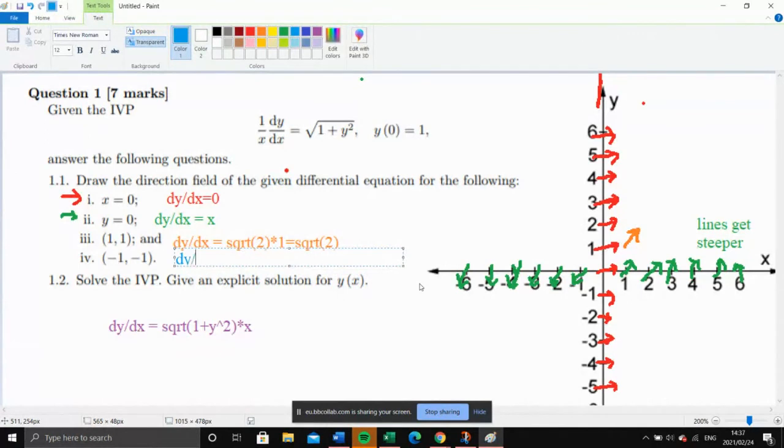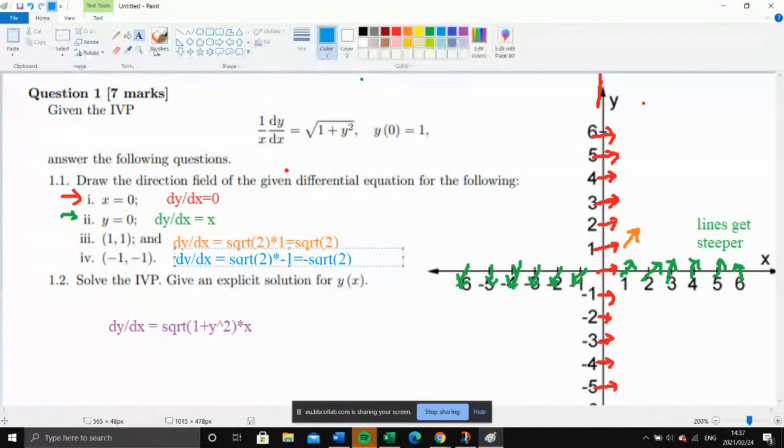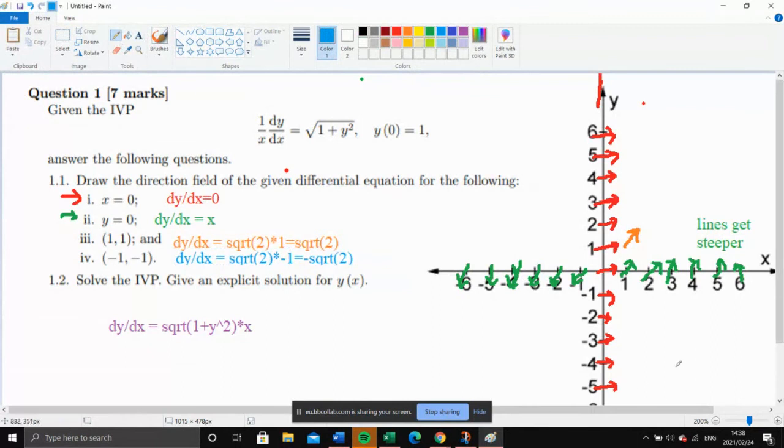So dy/dx is equal to the square root of 1 minus 1 squared. So that's again going to give me 1 plus... sorry, yes, 1 plus minus 1 squared, which is going to give me the square root of 2. And this is going to be multiplied by minus 1. So this is going to give me negative square root 2. And what that translates to on my picture, or in my direction field graph, is the following.